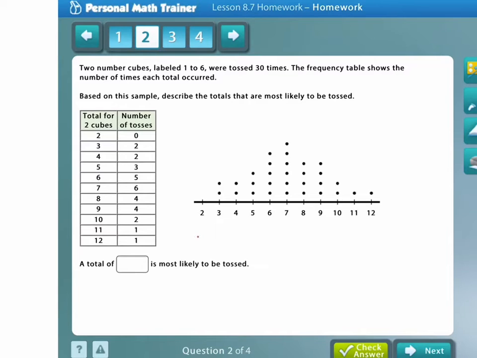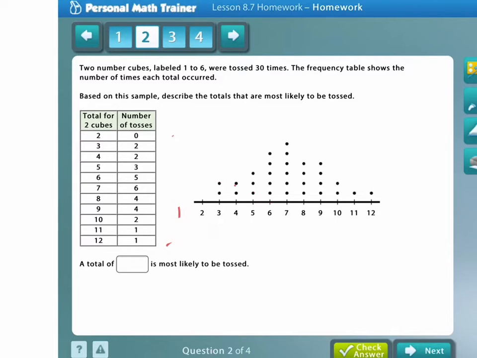So this time they have already made the line plot based off this data over here. You can check to make sure it's 0, 0, 2, 2, 2, 2, 3, 3. You know, for number 5 is 3, number 6 is 5. So all this data matches.